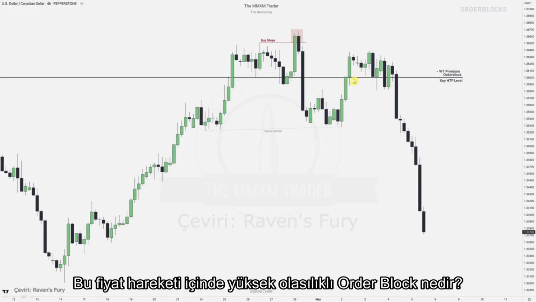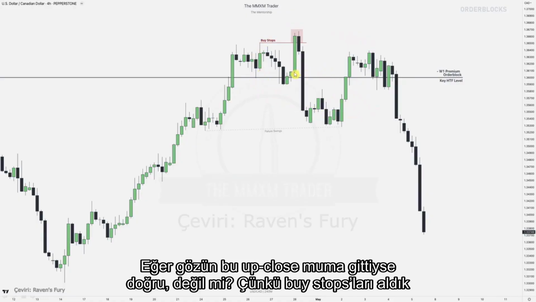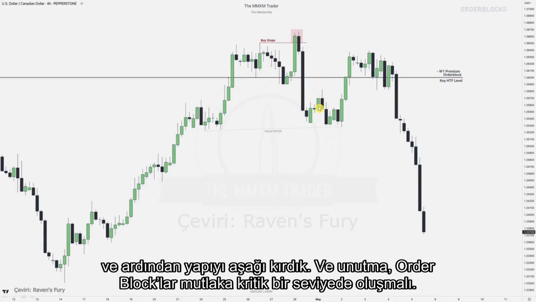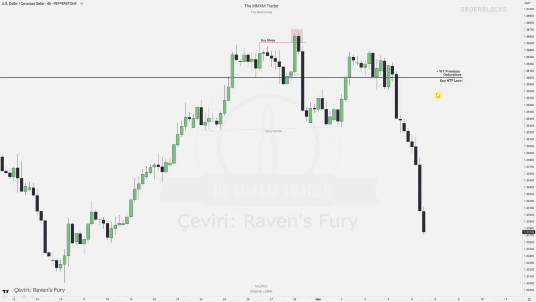Now what is a high probability order block in this piece of price action? If your eye went to this up close candle, that is correct, right? Because we take buy stops previously and break down structure afterwards. And remember, those order blocks need to form at a key level. And what is our higher time frame key level? We've got that weekly premium order block.